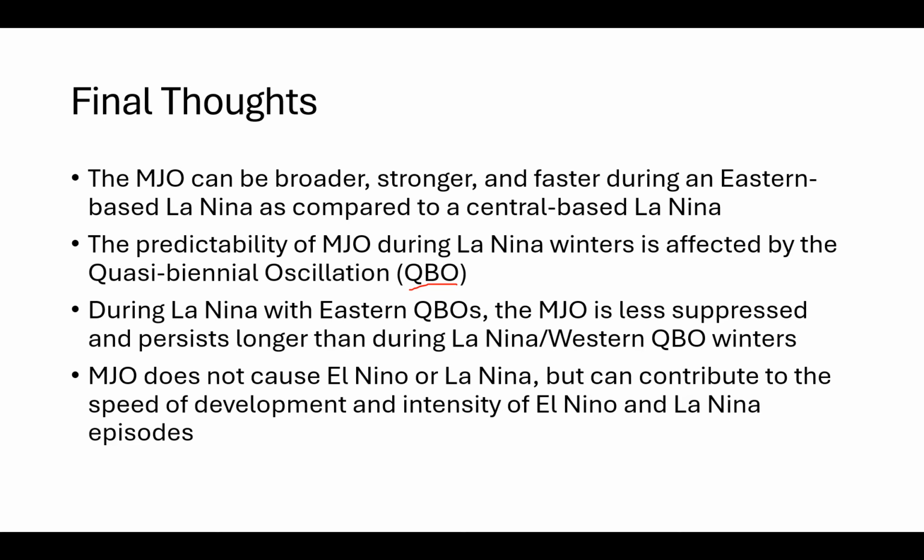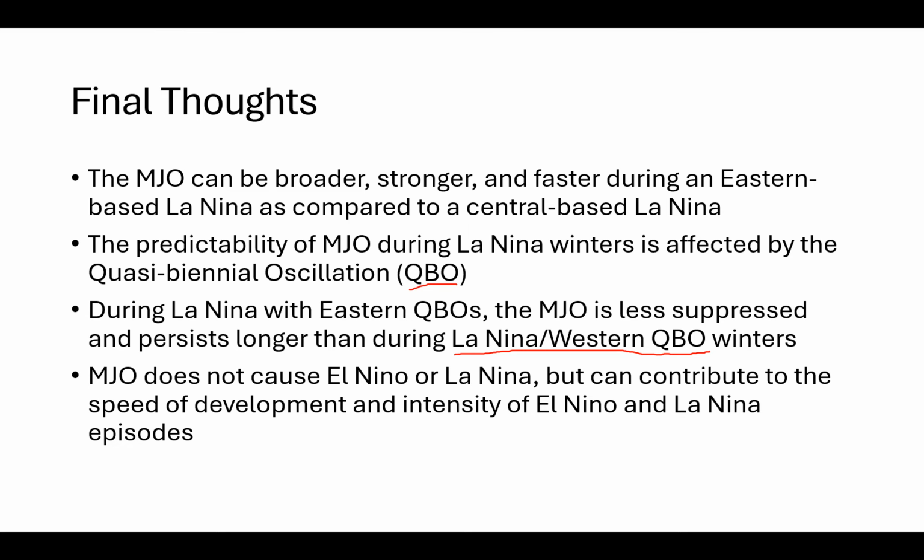We're heading into a westerly QBO this upcoming winter. It's very regular changes on the order of up to 28 months. The wind direction in the stratosphere switches over the equator between west and east. All right, so let's take a look at the QBO relationship to La Nina. During La Nina with eastern QBOs, the MJO is less suppressed and persists longer than during La Nina western QBO winters. We are headed for a weak La Nina this winter, according to the NOAA latest outlook, and we also are expected to see a westerly QBO.